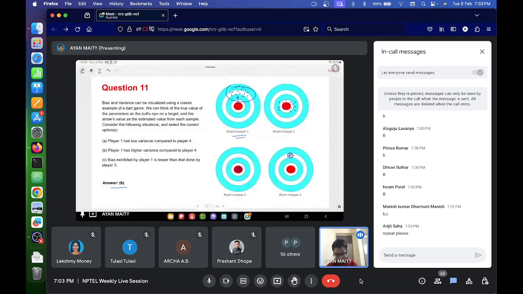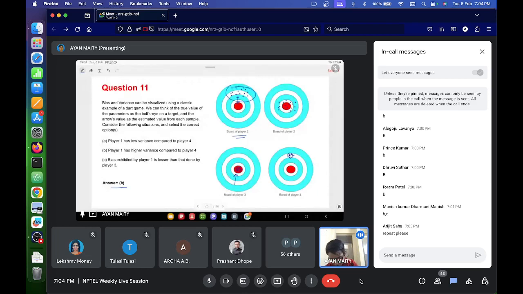So similarly player 2 has low bias and high variance. Low bias because all the estimated values are very near to the target, so that's why the error is low, bias is low, but variance is high. Similarly for player 3, variance is low, it is concentrated within this red region only, and bias is also low, error is very low, so bias would be low.